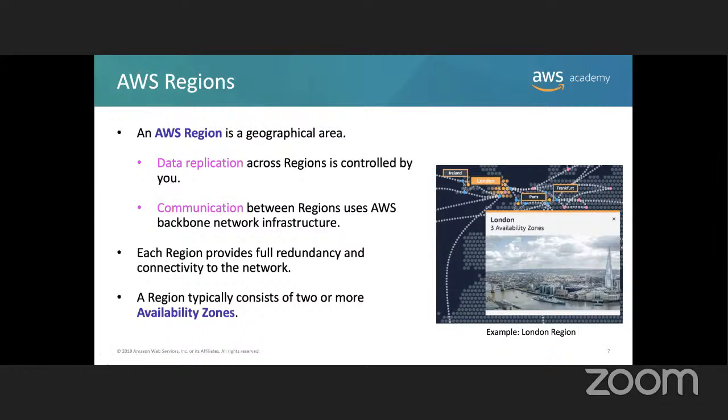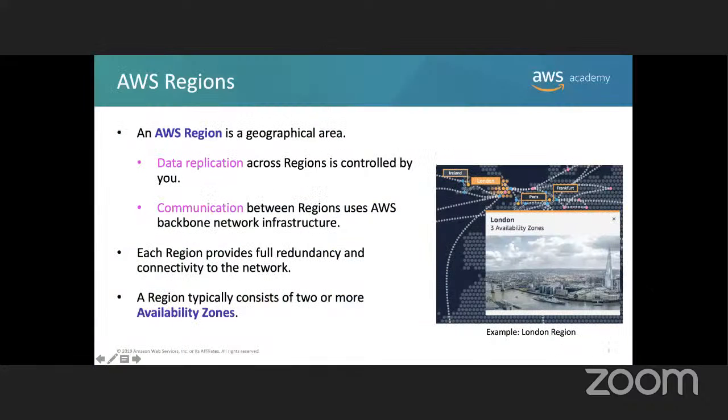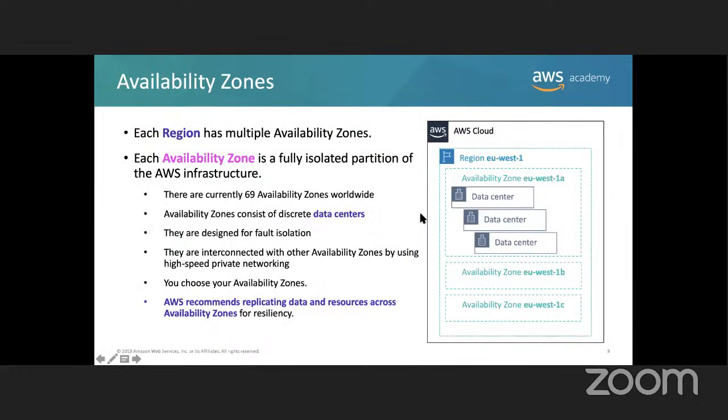Each region provides full redundancy and connectivity to the network. All the regions that were introduced before March 20, 2019 are enabled by default. For regions that were introduced after March 20, you have to go there and enable them. So if I go to my AWS account, right?